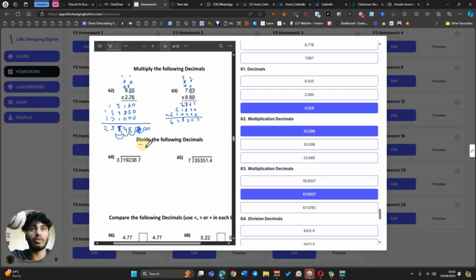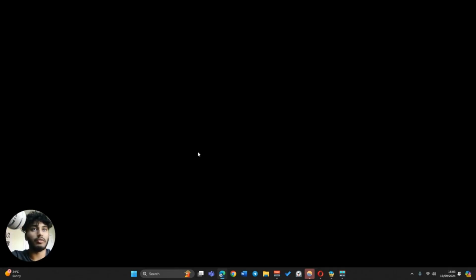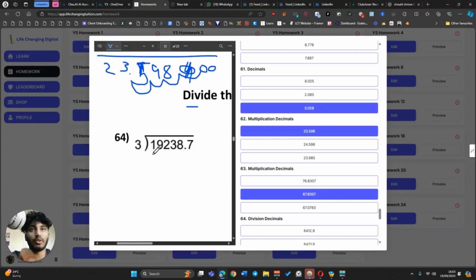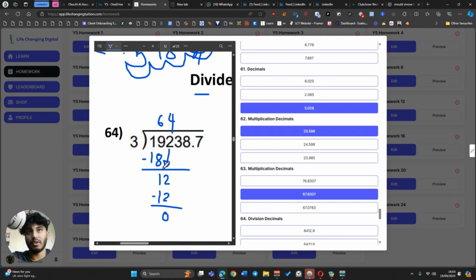Okay, question 64, divide the following decimals now. This is, again, very similar to normal division. If we do 3, how many times does 3 go into 1? It doesn't, so how many times does it go into 19? 6 times, right? So we put 6 at the top, and we put our answer down there. And then we minus it, we'll get 1. 3 doesn't go into 1, so we have to bring the 2 down. 3 does go into 12, 4 times. And then we put the answer down here again. And that gives us 0.